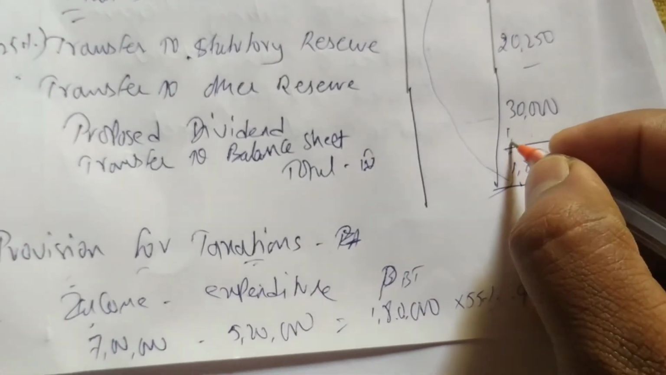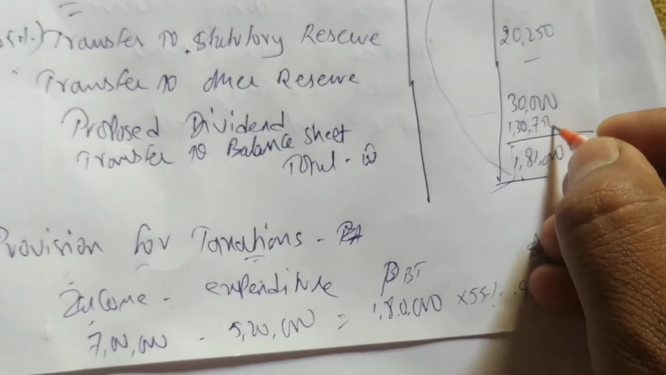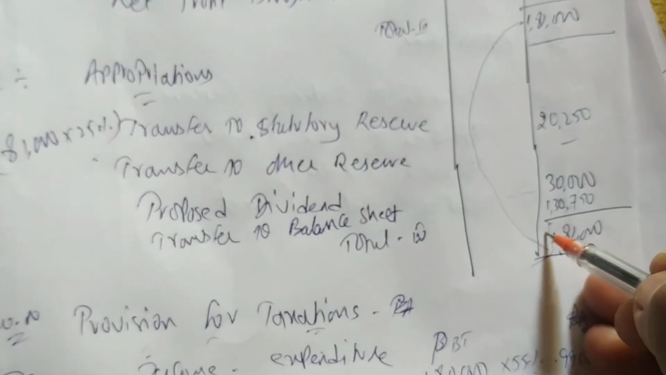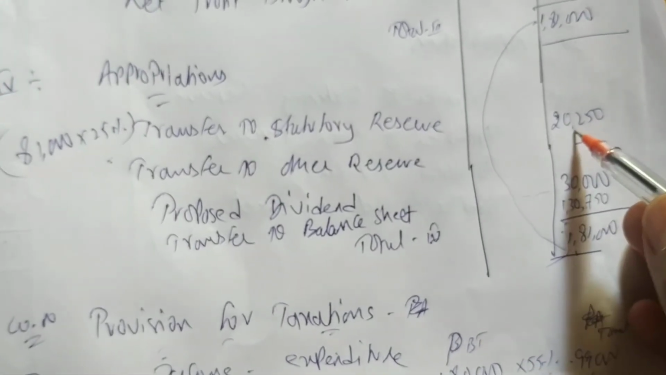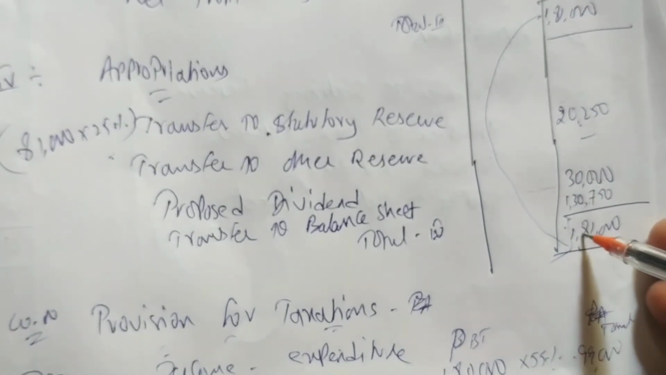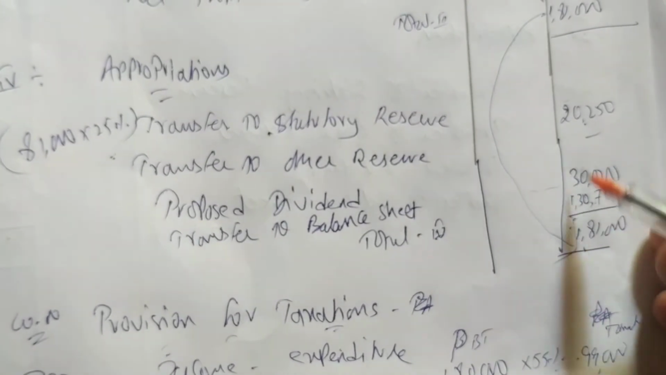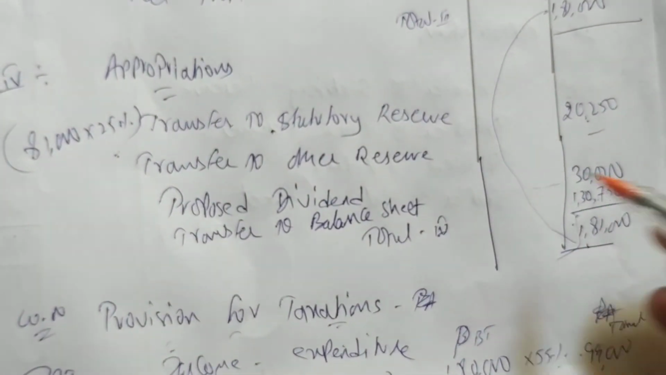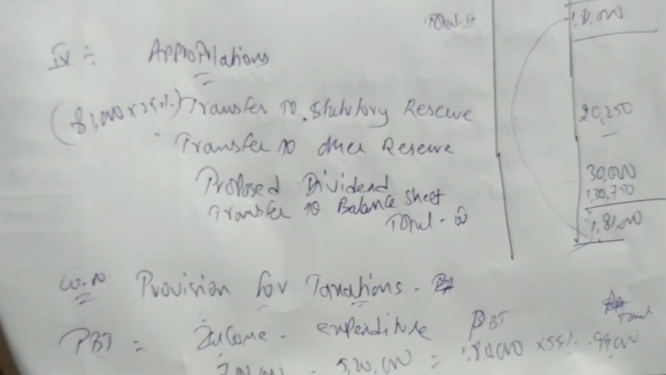Transfer to balance sheet 1,30,750. How did we get this? 1,81,000 minus 20,250 minus 30,000. Okay, this two you deduct from 1,81,000. So you get 1,30,750. So this is transferred to balance sheet, 1,30,750.